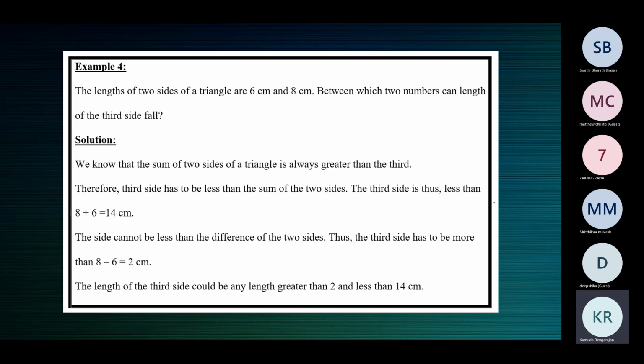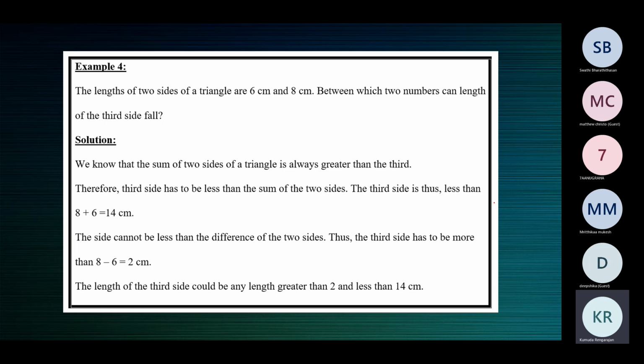So here in this question, we are given the lengths of two sides. We want to form a triangle. We have the lengths of two sides, 6 centimeters and 8 centimeters. Now we are asking, what can be the length of the third side? What should be the minimum value for the third side? Or what can be the maximum value for the third side? These are the questions you have in your mind.